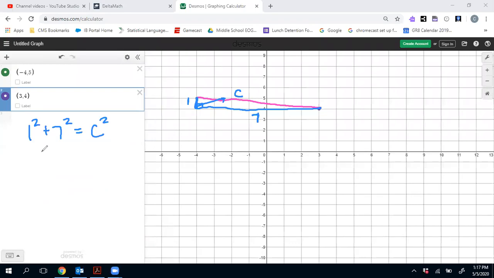So what is 1 squared? 1. What is 7 squared? 49. 1 plus 49 is equal to C squared. What is 1 plus 49? 50. Good. So it says 50 is equal to C squared. So again, this is not 50 units long. I still have to do one more step, which is to take the what? Square root. Good. So I'm going to take the square root of 50 here, and when I take the square root of 50, I get 7.07. So I'm going to round that to 7.1.